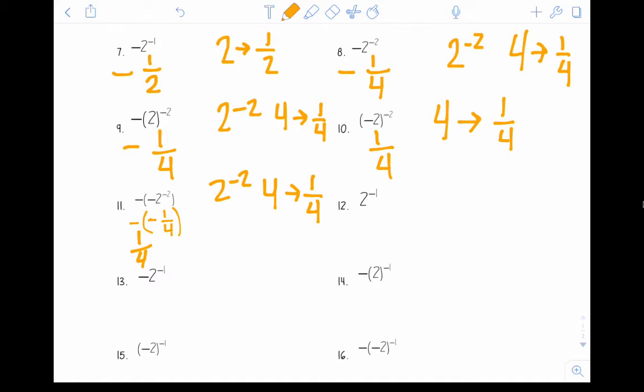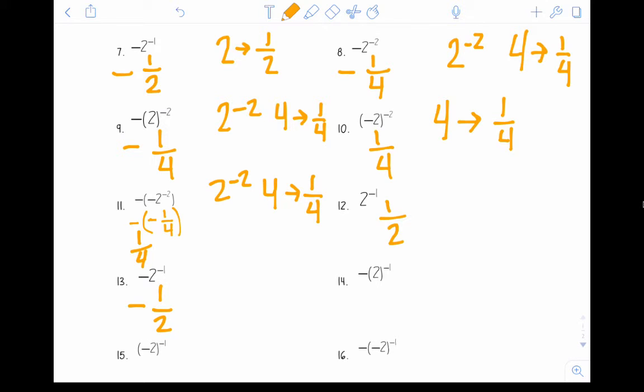On to number 12, 2 to the negative first. So that's just saying, what's the inverse of 2? Well, I know that's 1/2, and that's my answer. Number 13, negative 2 to the negative first. That's a mean exponent, so that negative is just hanging out by himself. What's the inverse of 2? We just said it's 1/2, so this answer is negative 1/2.